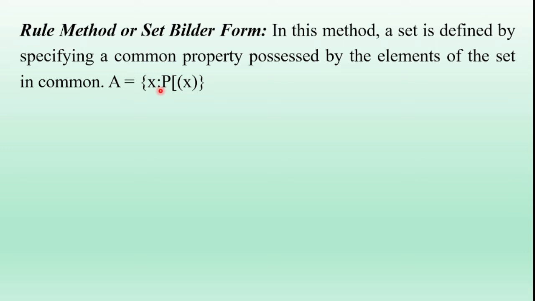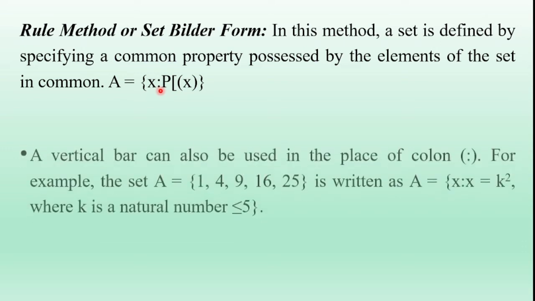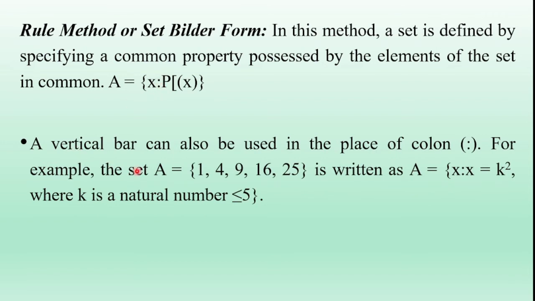For example, the set A = {1, 4, 9, 16, 25} is written as A = {x : x = k², where k is a natural number}. Here the natural number is less than or equal to 5. 1 square is 1, 2 square is 4, 3 square is 9, 4 square is 16, 5 square is 25.